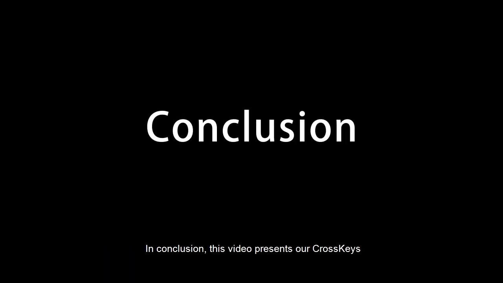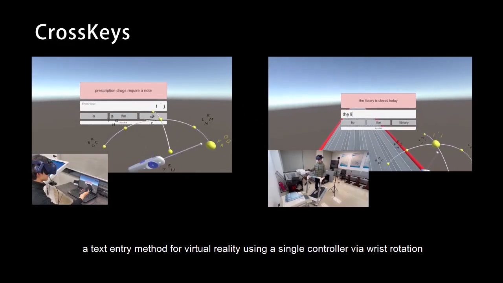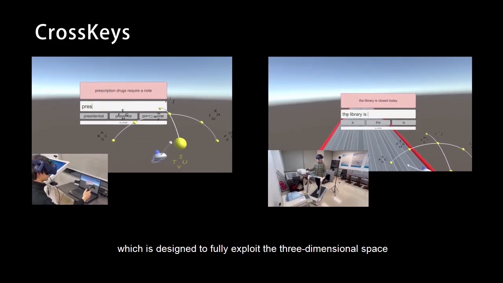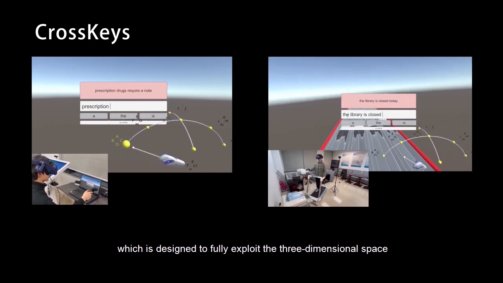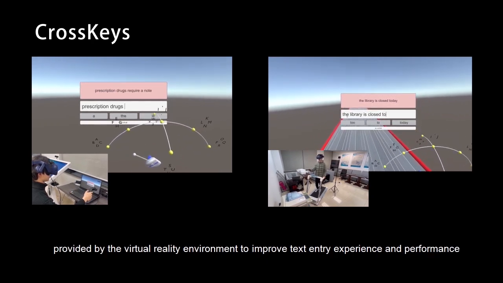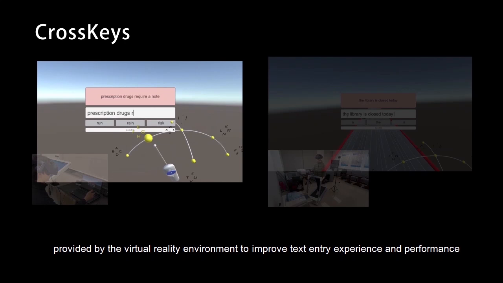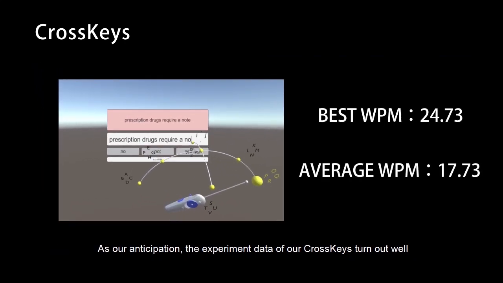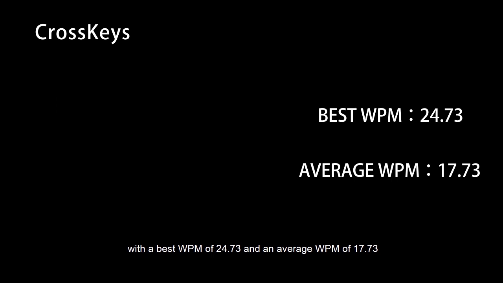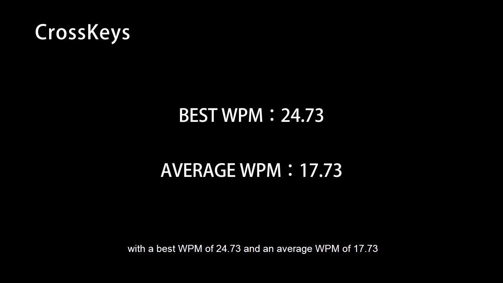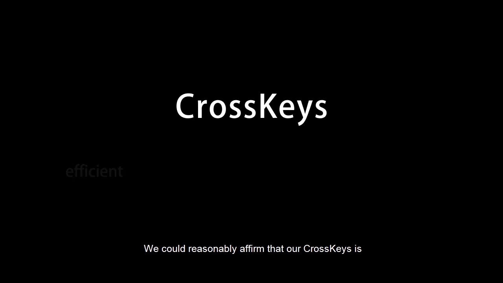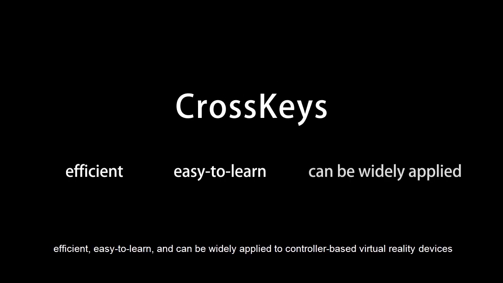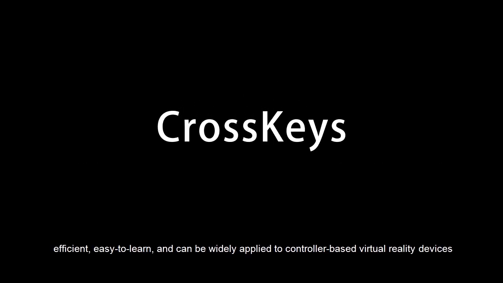In conclusion, this video presents our CrossKeys, a text entry method for virtual reality using a single controller via wrist rotation, which is designed to fully exploit the 3-dimensional space provided by the virtual reality environment to improve text entry experience and performance. As we anticipated, the experiment data of our CrossKeys turned out well, with the best WPM of 24.73 and an average WPM of 17.73. We could reasonably affirm that our CrossKeys is efficient, easy to learn, and can be widely applied to controller-based virtual reality devices.